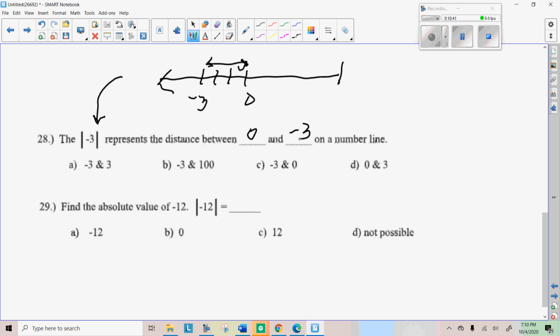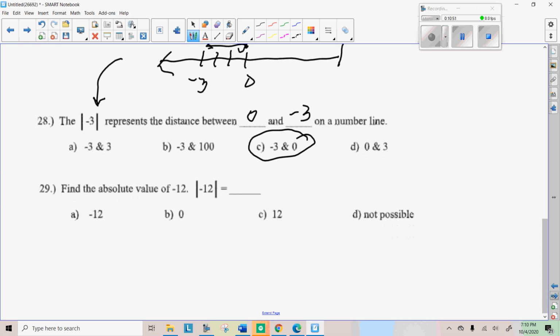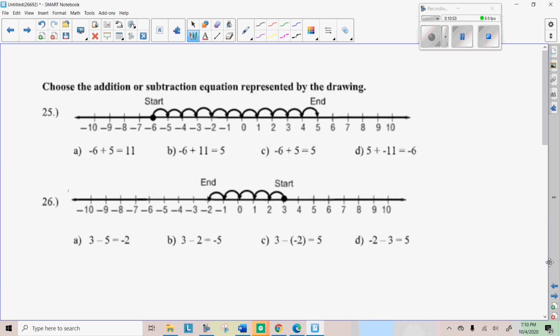So the answer for that one is C. All right, I'll let you do number 29. And that looks like all of it.